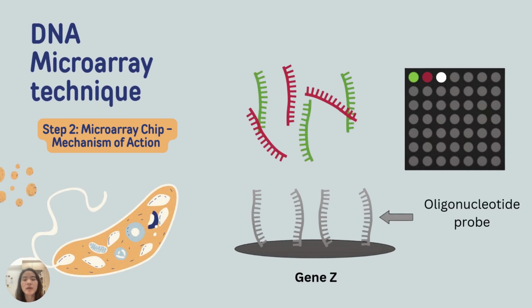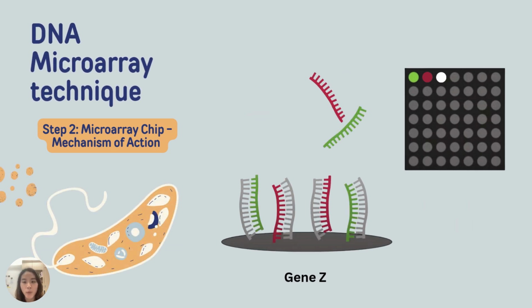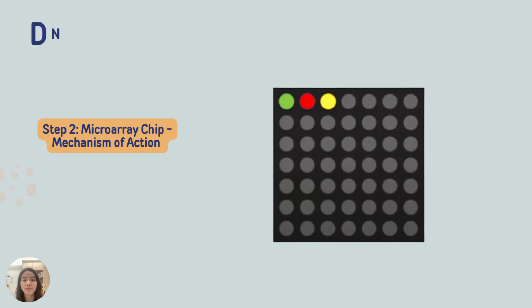The third possible scenario is that both samples contain the molecules that may hybridize with a gene's probe, as shown here for a hypothetical gene Z. After laser scanning, the spot of gene Z looks yellow because both fluorescently labeled samples are present after washing. These results tell us that gene Z is expressed in both sample 1 and sample 2.